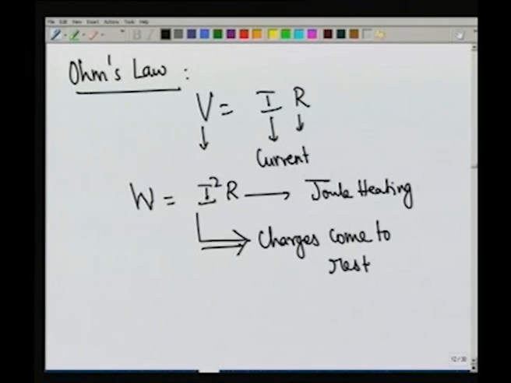Now, let me go back. Because the charges come to rest, there is no current, and because there is no current, resistance of course is always there. It is a property of the material and the geometry of the material. My V is equal to 0, and what is my V? The potential difference is nothing but the value of the electric field multiplied by the distance over which we are looking at. Therefore, this implies the electric field is 0.